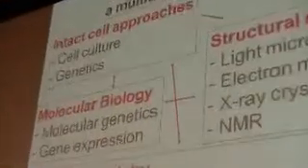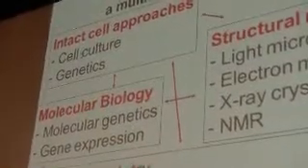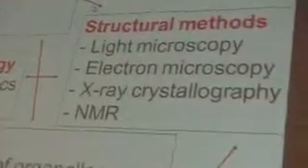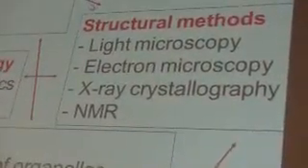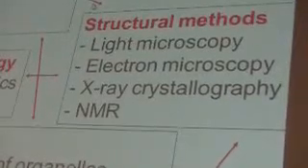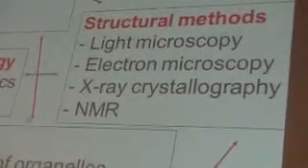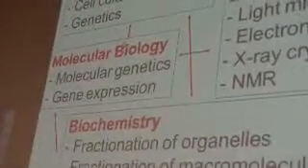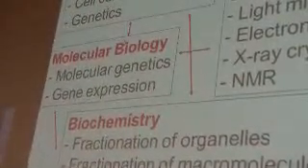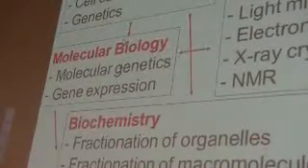So I call it intact cell approaches. I will touch on that. We need structural methods, meaning we need to be able to see what cells and their components look like. So there's a couple of methods that we will touch on. We need to think about the genetics, the instructions that drive cellular processes.